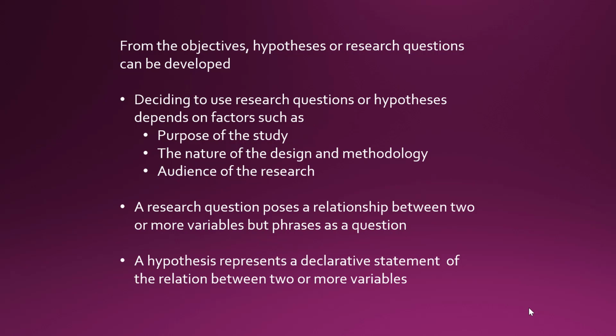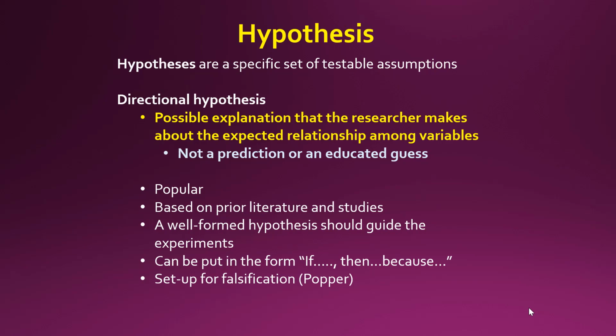So what is the difference between a research question and a hypothesis? A research question poses a relationship between two or more variables, but it phrases it as a question. Usually there's less information known. A hypothesis represents a declarative statement of the relationship between two or more variables. So for our hypotheses, they are a specific set of testable assumptions. We can have directional hypotheses. This is a possible explanation that the researcher makes about the expected relationship among variables.